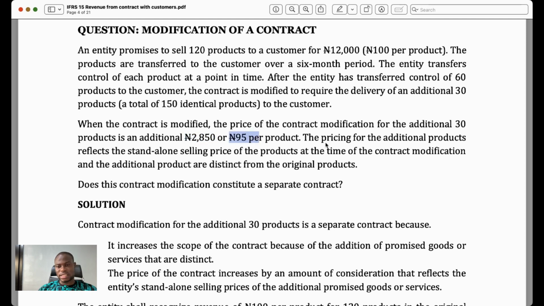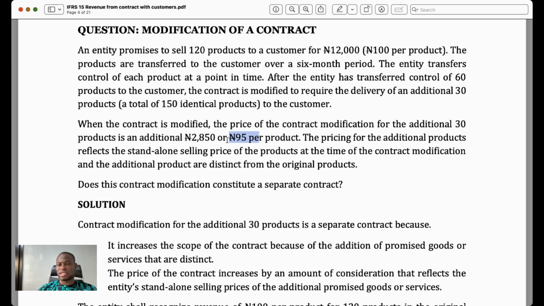They now went ahead and said that the pricing for the additional product reflects the standalone selling price of the product at the time of the contract modification, and the additional products are distinct from the original product. We are now asked, does this contract modification constitute a separate contract? Yes, from what I've read, it is a separate contract, because there is a change in scope as a result of delivery of an additional promised good or service, which is these 30 additional products.